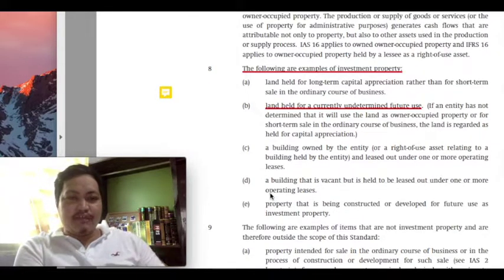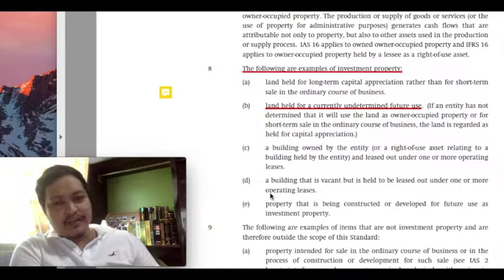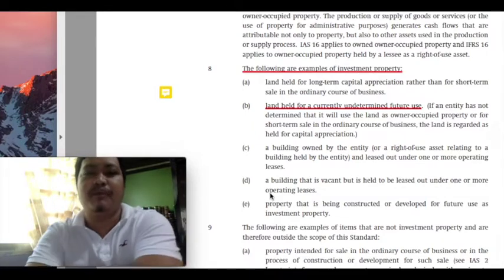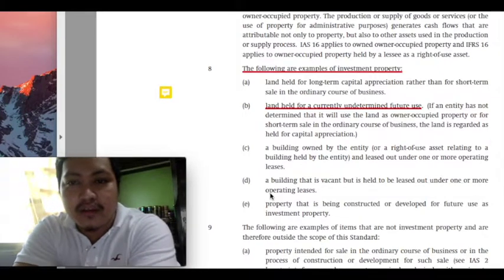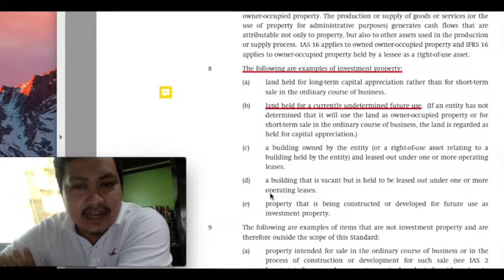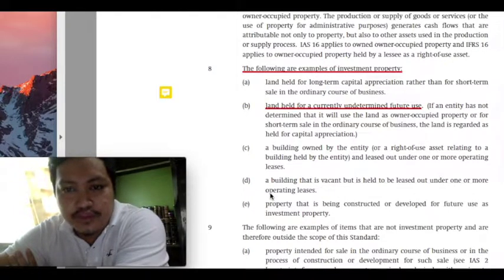So, paragraph 8 first. Letter A, land held for long-term capital appreciation. Understandable because that satisfies the definitions of investment property. Okay. Rather than short-term sale in the ordinary course of business. Letter B, land held for currently undetermined future use. Okay.